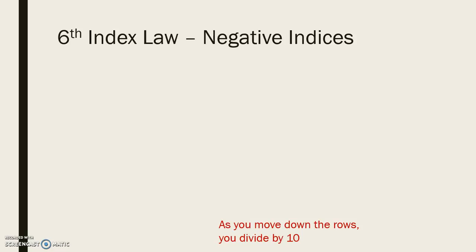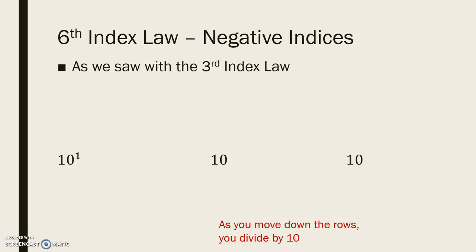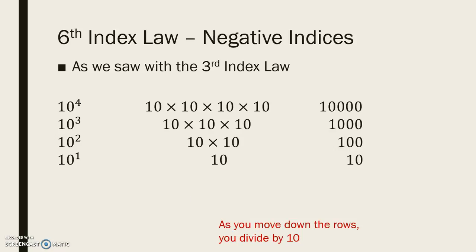We're going to look at negative indexes. That is, the power is not a positive integer, it is a negative integer. So, as we saw with the third index law, let's look at what happens as we move up a power or an index, adding 1 to each of those, we're multiplying by another 10. And so our numbers increase, the number of zeros in the number, by moving the decimal place to the right, 1 place value.